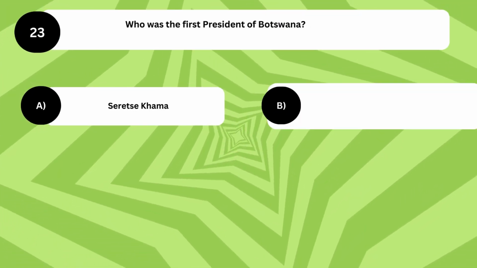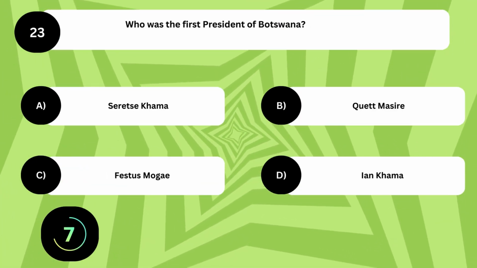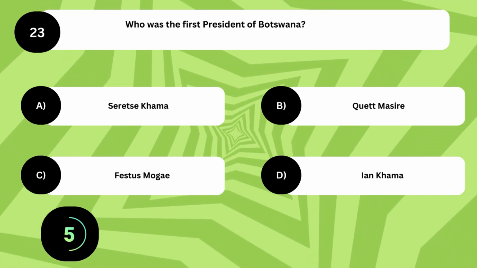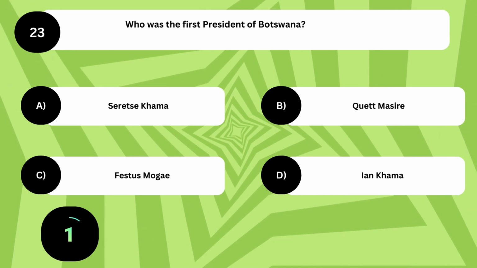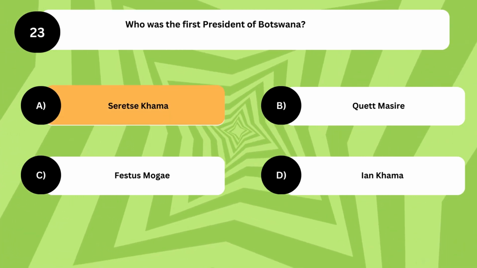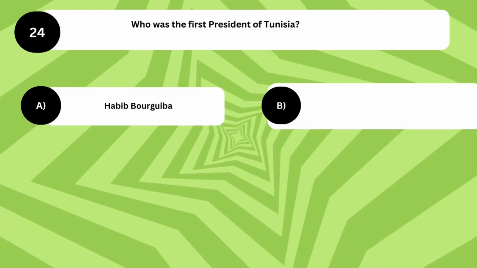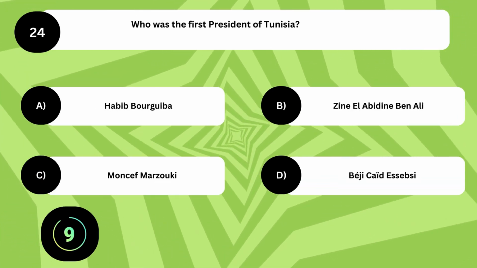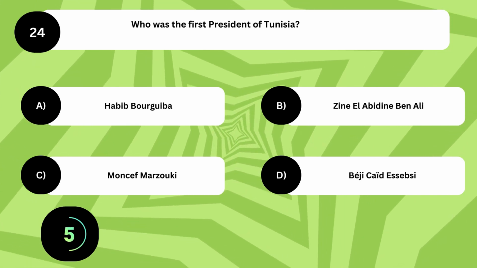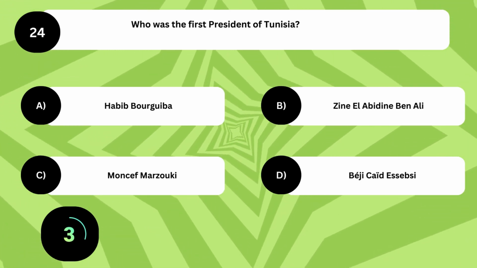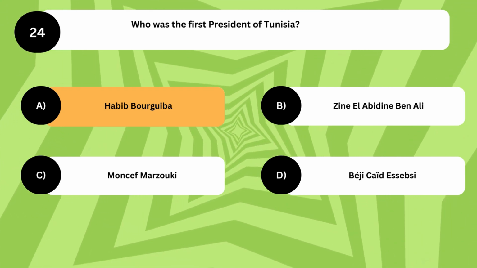Who was the first president of Botswana? The answer is Seretse Khama. Who was the first president of Tunisia? The answer is Habib Bourguiba.